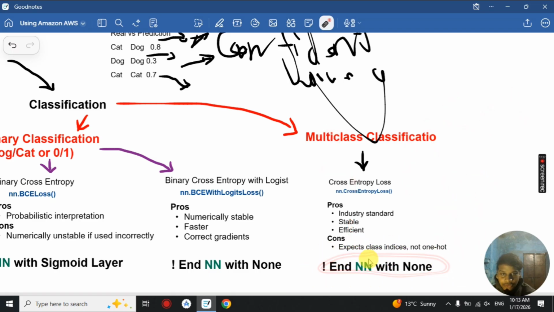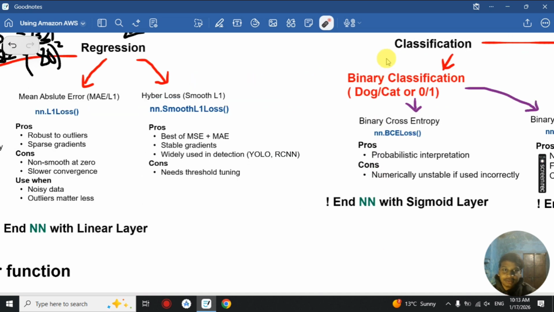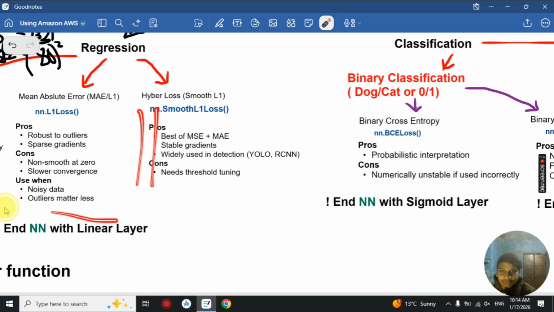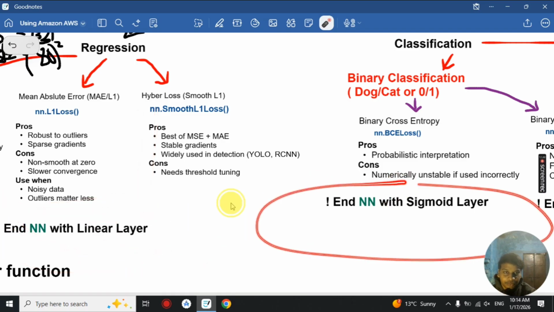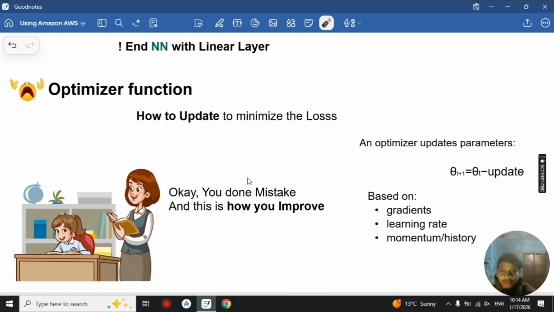And here also you don't need to end your neural network with a fixed layer. For our binary class with cross entropy, we end our neural network with a sigmoid layer, and for regression we always end with a linear layer. This thing you must memorize now.